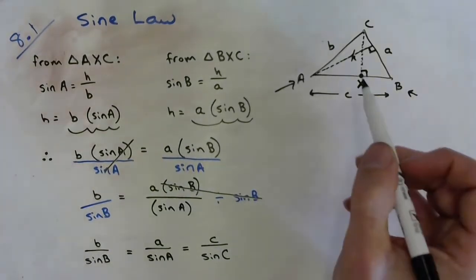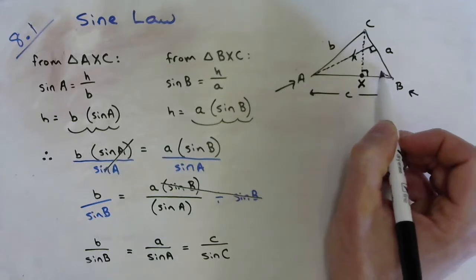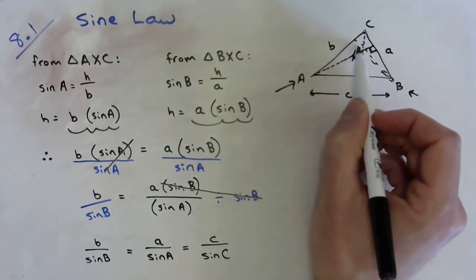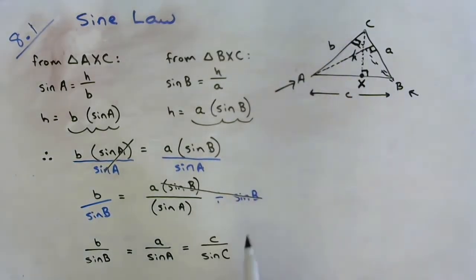We can repeat this process for any other altitude in any other triangle, and it will come out telling us that the relationship between the side length and the sine of its opposite angle is equal for every side length and the sine of its opposite angle. Now, why is this helpful?